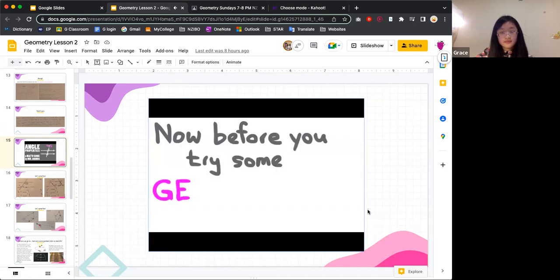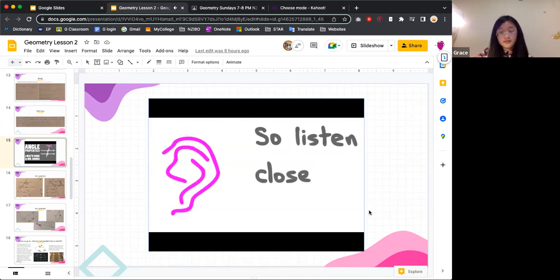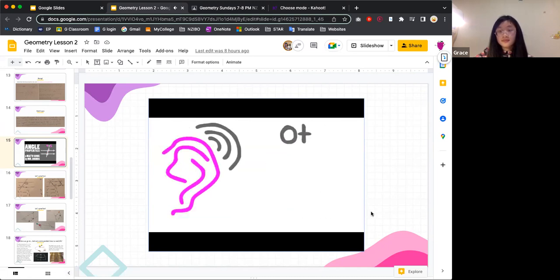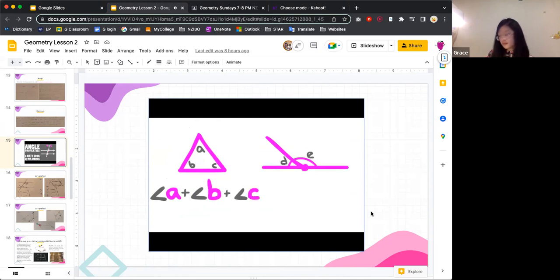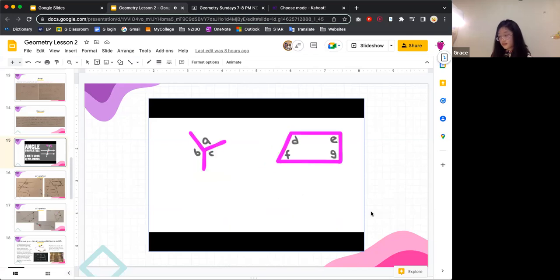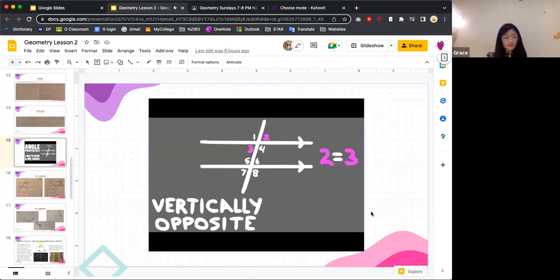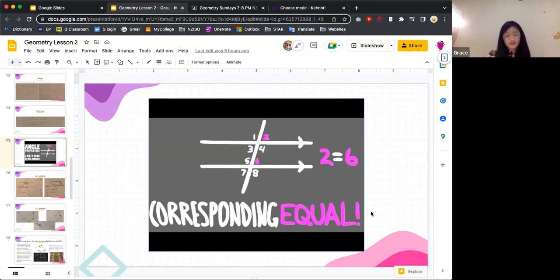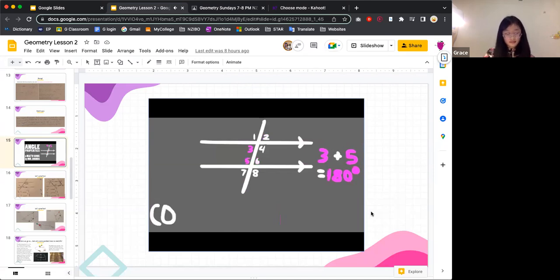Now before you try some geometry problems, you're gonna need some more knowledge to solve them. So listen closely up to these other helpful angle properties. See angles in a triangle or on a line add up to 180 every time. Angles around a point or in a quadrilateral are easy. They always add up to 360. Vertically opposite angles are equal, corresponding angles are equal, alternate interior angles are equal, co-interior angles equal 180.